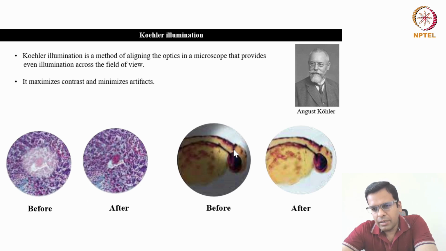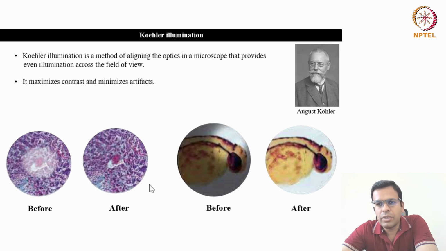Or you can see here, let's say this is the image, but only a small part shows the bright image compared to the rest of the area. This is known as the microscope not being properly aligned. The microscope objectives or the light sources are not properly aligned. So Kohler provided the method for aligning the microscope for proper illumination of the entire field.